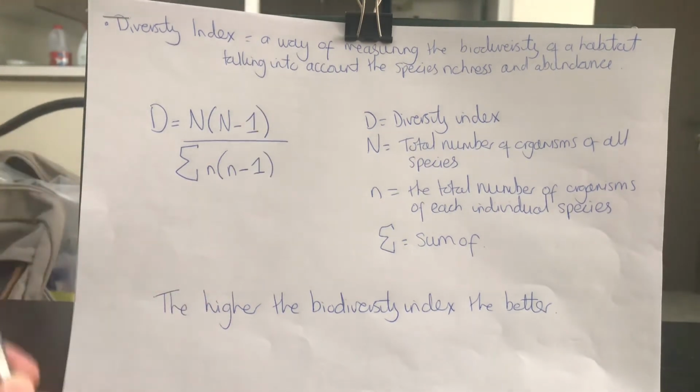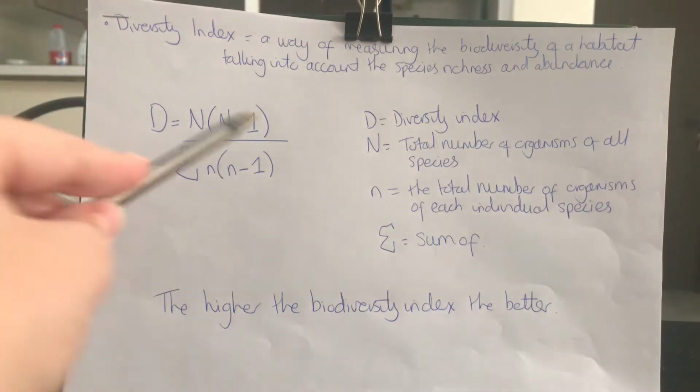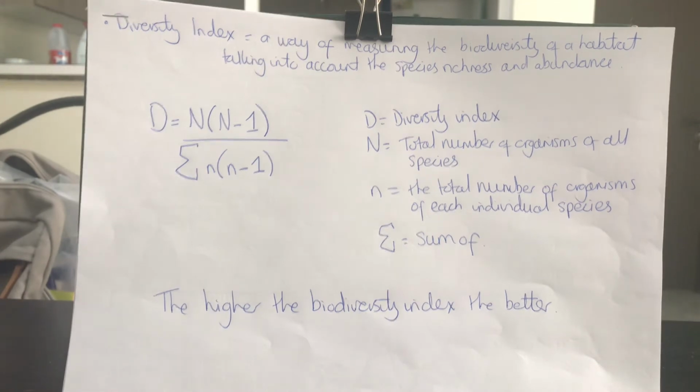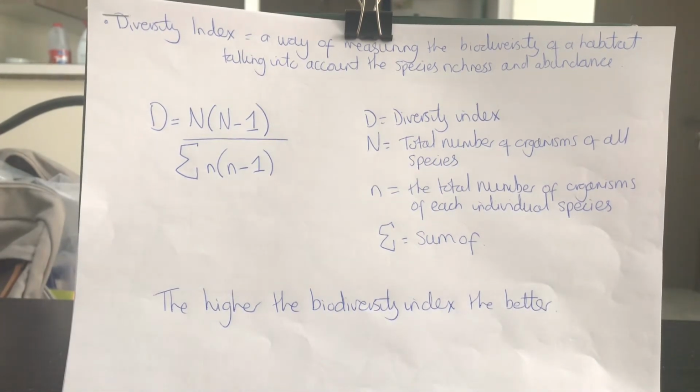Okay, we're going to do a couple of examples, and I promise you once you've done that, it's going to make way more sense than it does right now. Big takeaway from this piece of paper: write that equation down, and write down what each part means. The higher your diversity index, the better. You're going to get a number at the end of this, and the higher that number, the more biodiverse the area, the habitat that you're looking at, is.